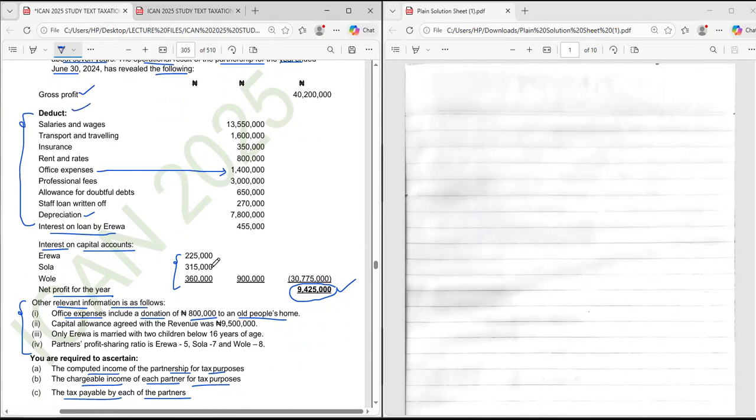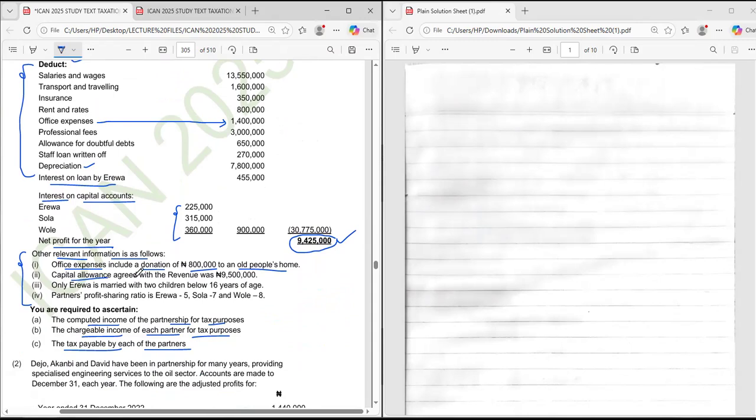We're adding it back. The next point said capital allowance agreed with the revenue was 9.5 million. So capital allowance will be there to replace your depreciation. We're going to add our depreciation back because we've deducted it before. Then we'll now deduct capital allowance.